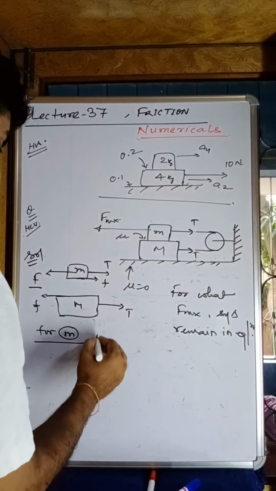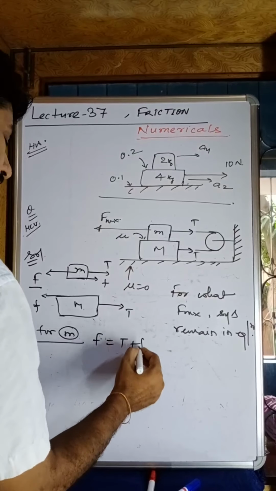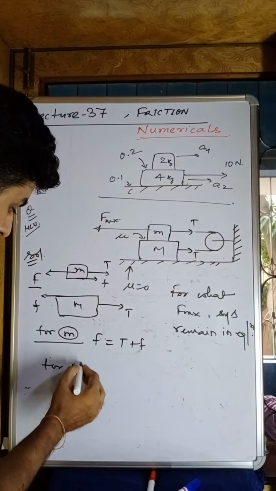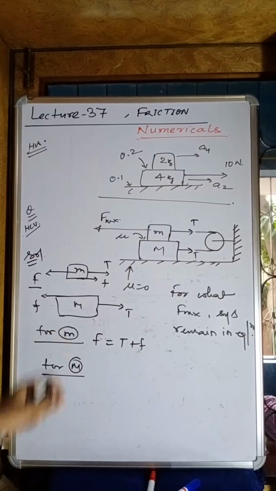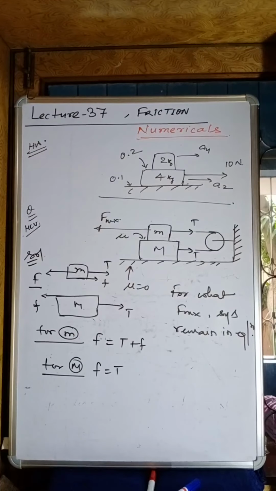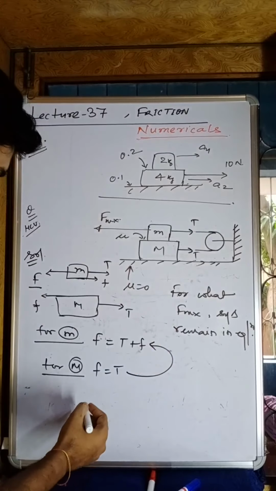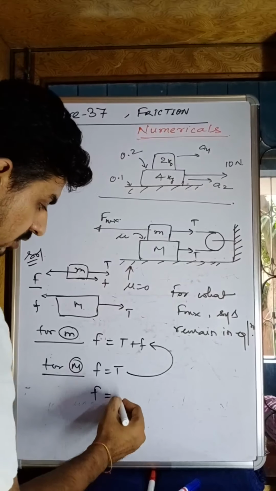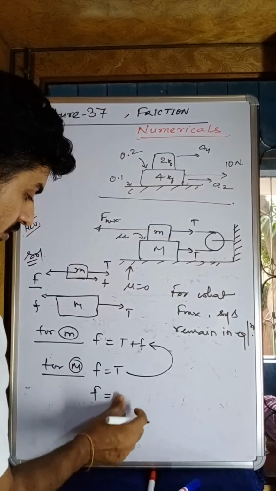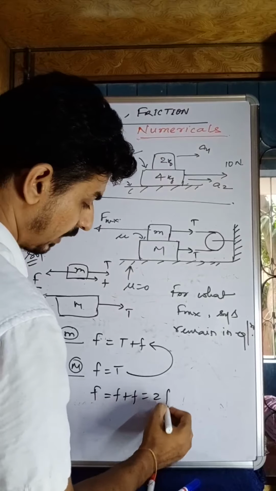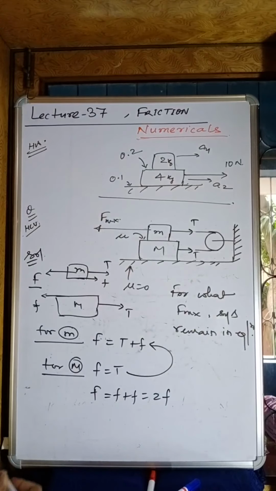what can we write, my dear students? F is equal to T plus friction force. Now, for this capital M, what can we write? If it is not moving, then the friction force will be equal to the tension. Now, put the value of this tension in this equation. You will have F is equal to T, or T equals F. So F plus F is twice F. Am I right? Yes, it is twice F.